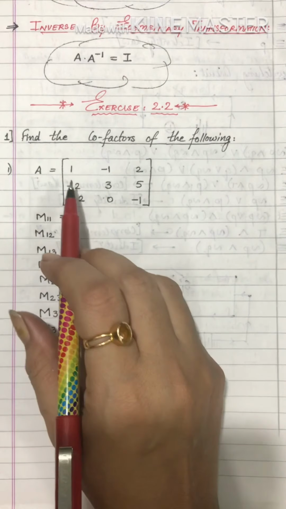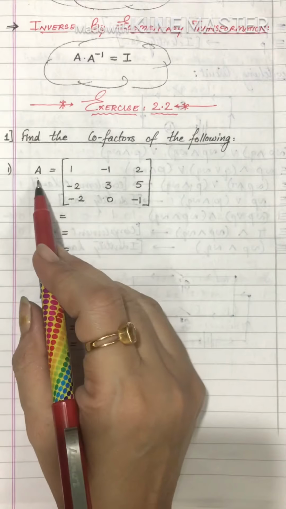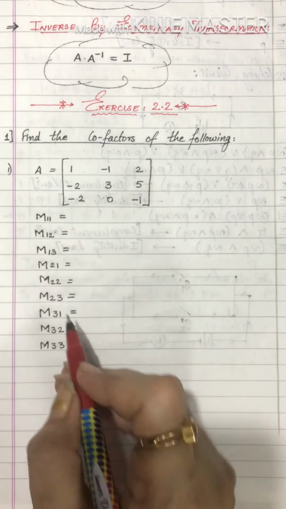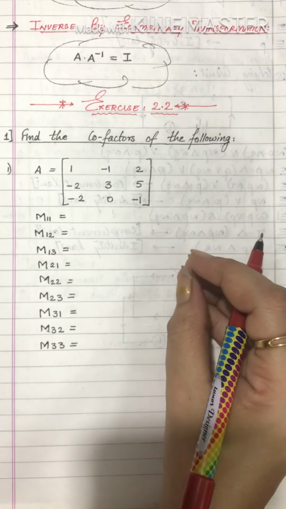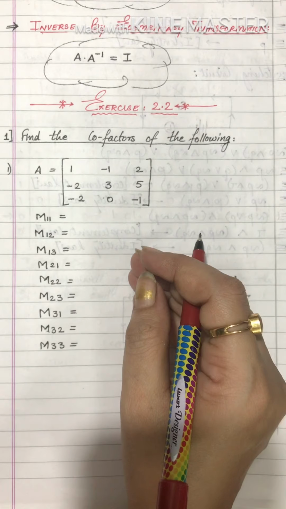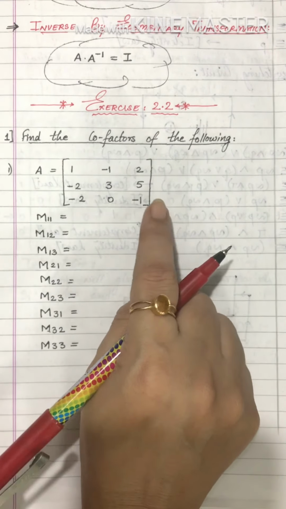Okay, now let's see the first sum. They have asked us to find cofactors of the given matrices. First one, I have taken a matrix of 3 by 3 order, because finding minor and cofactor of a matrix of order 2 by 2, I have already taken that example while I started with the video. So I am taking here a 3 by 3 matrix question.